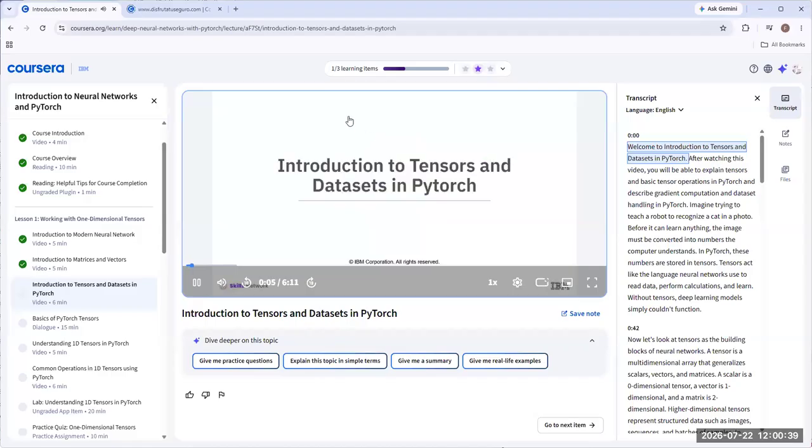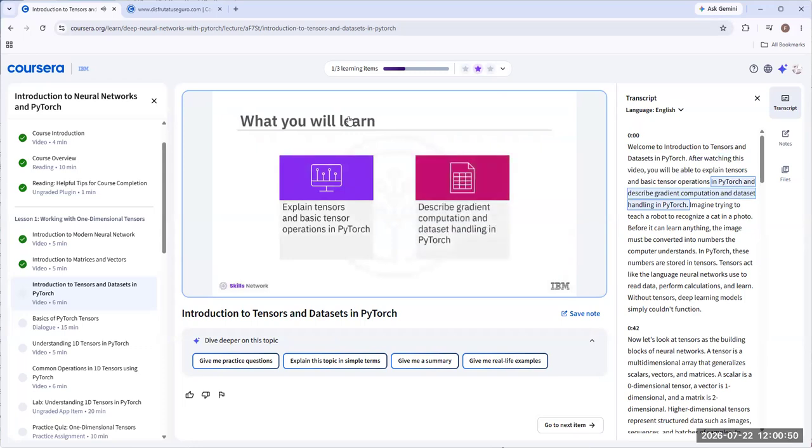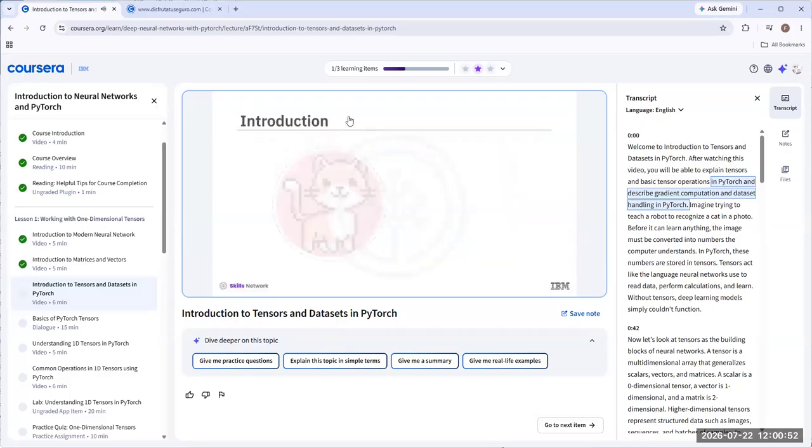Welcome to Introduction to Tensors and Datasets in PyTorch. After watching this video, you will be able to explain tensors and basic tensor operations in PyTorch and describe gradient computation and dataset handling in PyTorch.